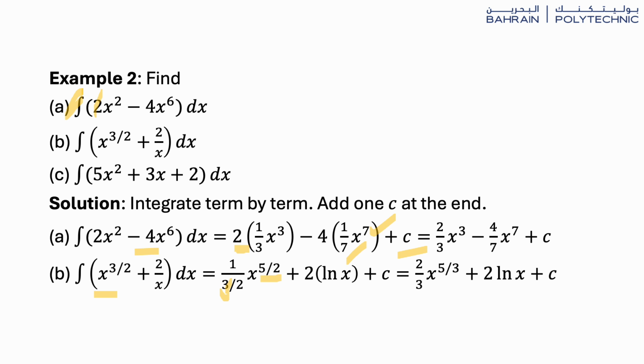Here we have 2, and we know that the integration of 1 over x is just ln x. So we just have to keep 2 in front. And we have to simplify. So the denominator will become a numerator, and it should be over 5. So it should be here 5 instead of 3.